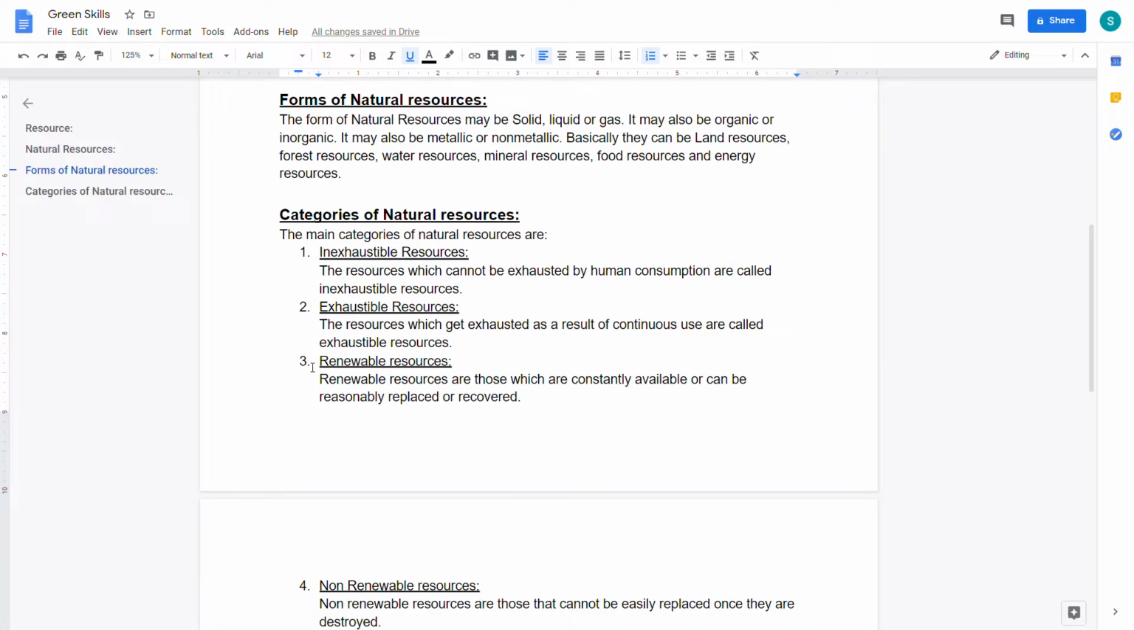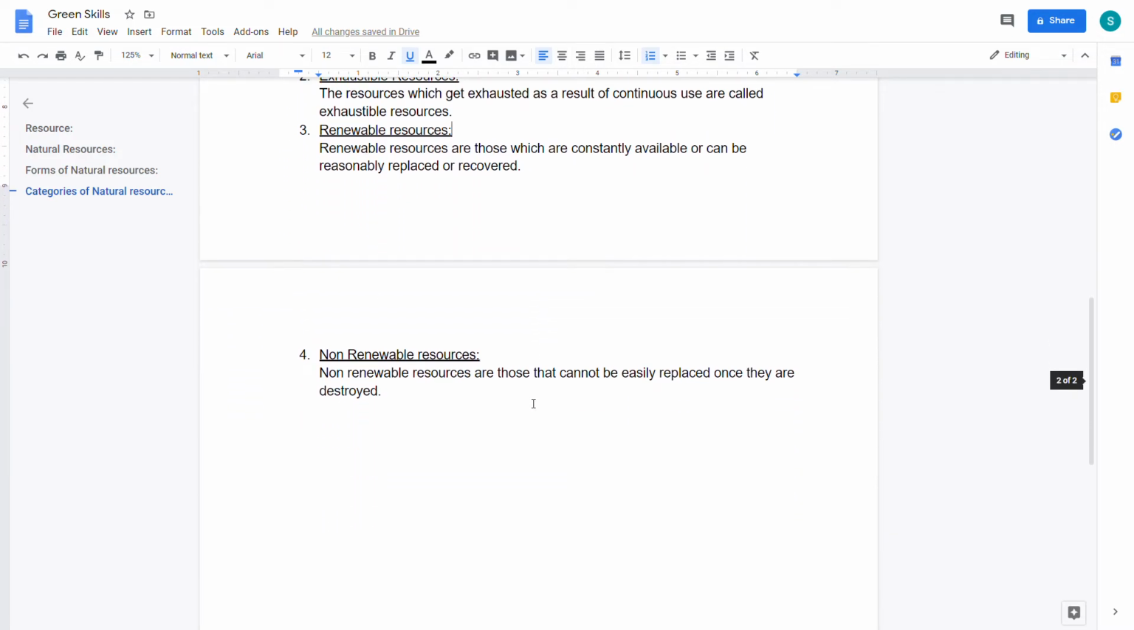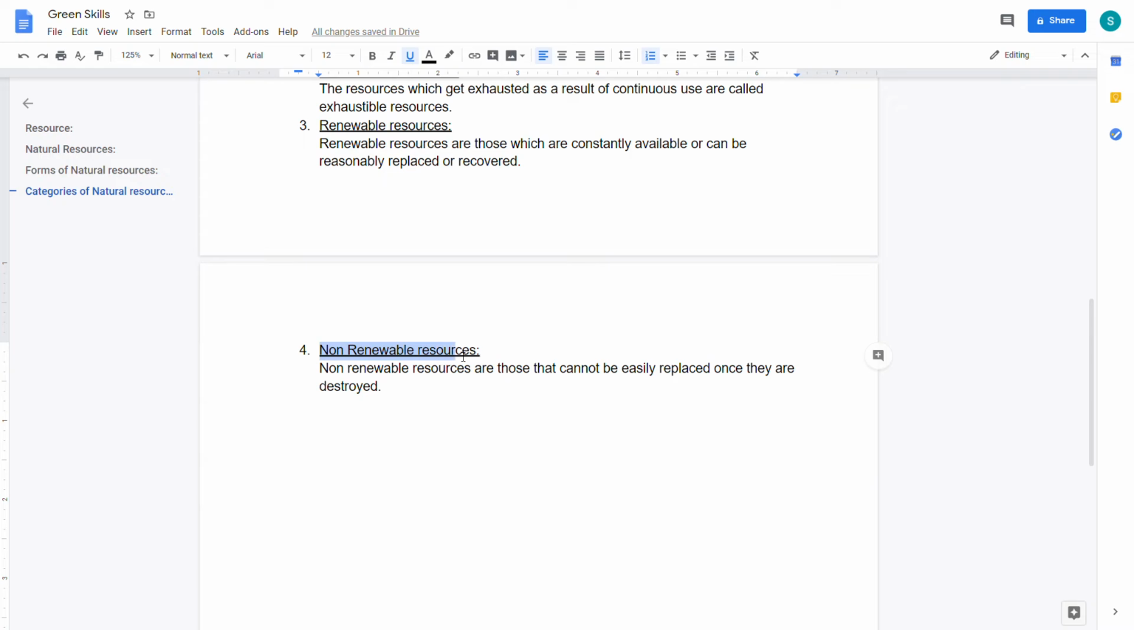Next is renewable resources. Renewable resources are those that are constantly available, like water, or can be reasonably replaced or recovered, like vegetative lands. Even though some renewable resources can be replaced, they may take many years to form, and that does not make them renewable. Next is non-renewable resources. Non-renewable resources are those that cannot be easily replaced once they are destroyed. For example, fossil fuels.